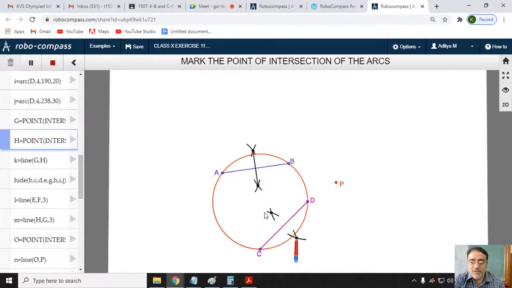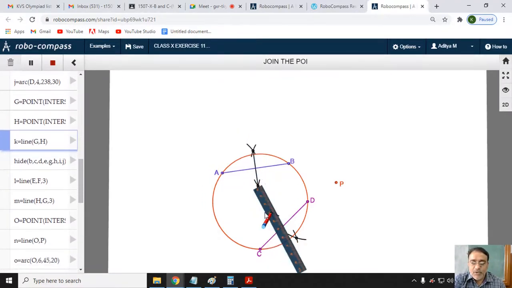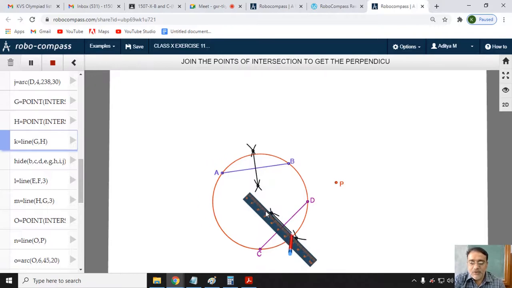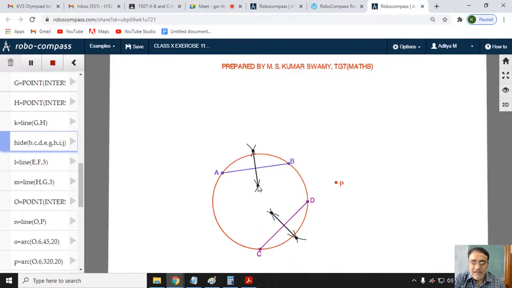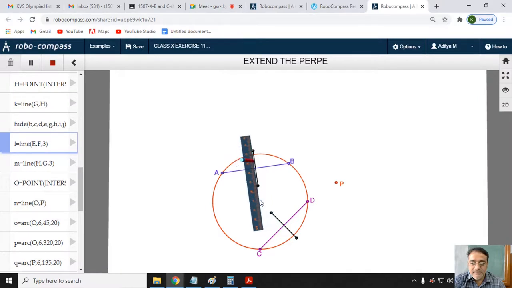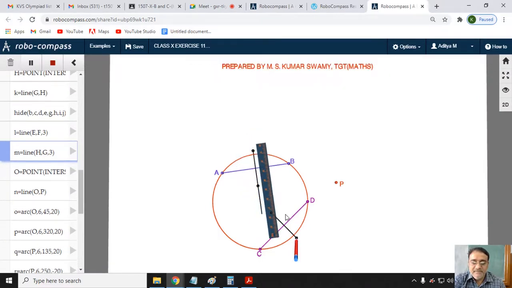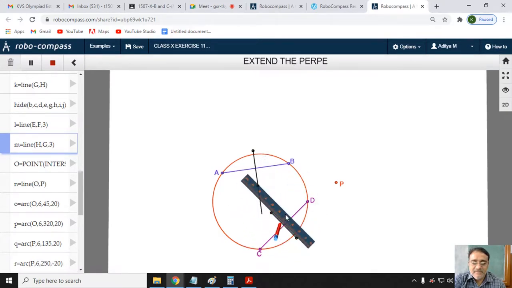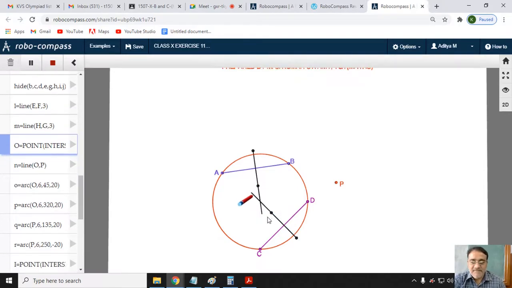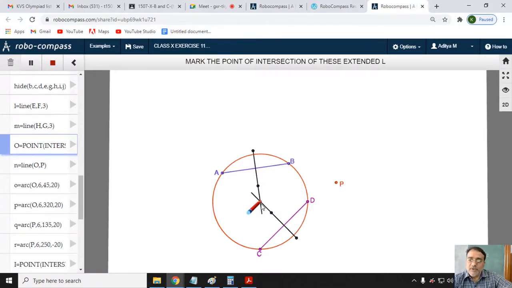उसके बाद ये दोनों को जब extend करेंगे, both will intersect at point O. थोड़ा सा extend कर रहे हैं, देखो. And the intersecting point is nothing but that is the center. So this is the center. अब सेंटर मिलने के बाद बाकी प्रोसेस बिल्कुल सेम है.